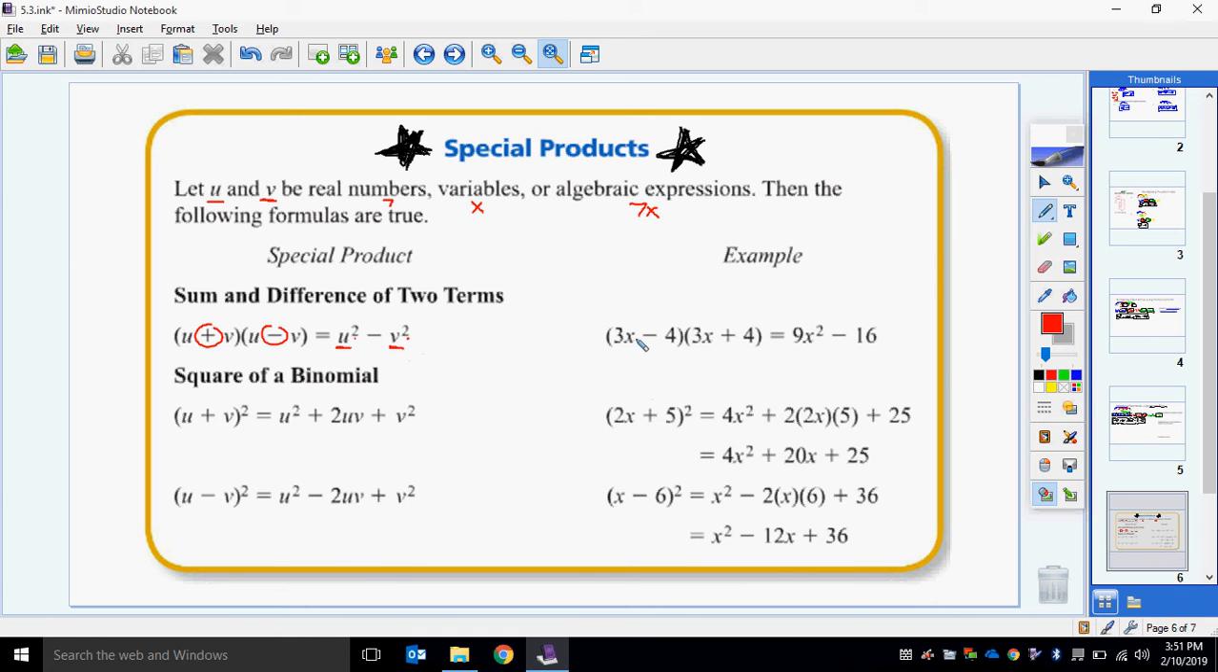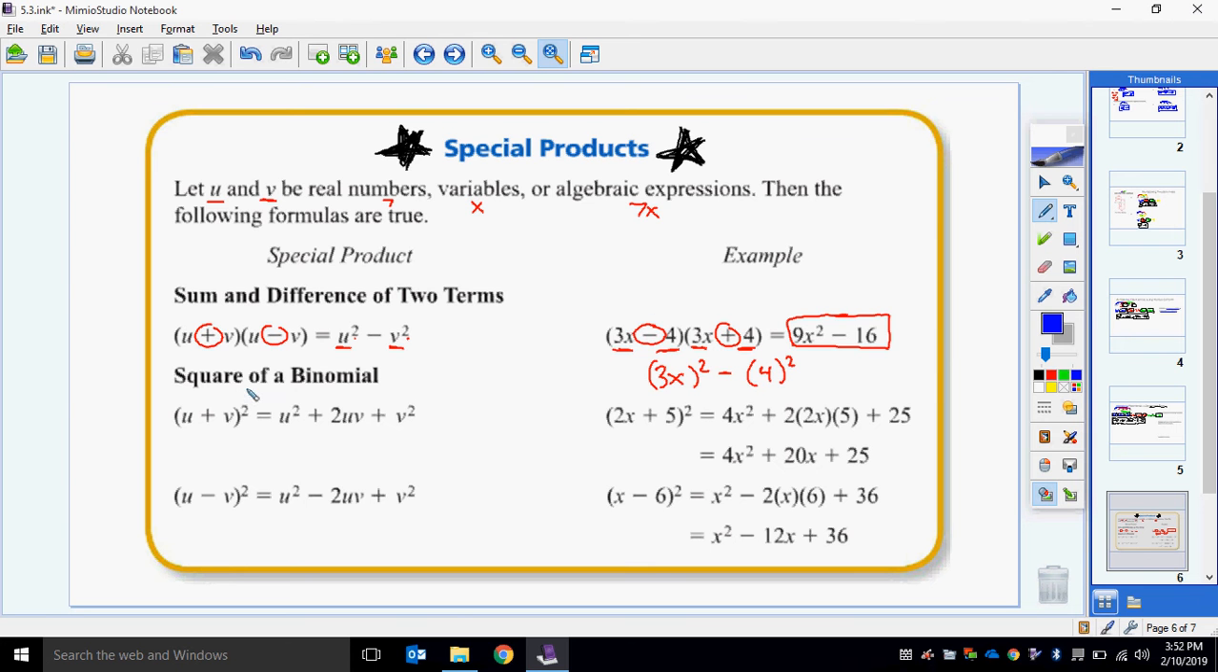Okay, so let's look at this example. Everything's the exact same. I have a 3x and a 4, but look what's different: a subtraction sign and an addition sign. Well, when that happens, I can take my first term and square it, u squared, and subtract my second term squared. The second term here was 4. The first term was 3x. So what does that look like? Well, 3x squared is 9x squared, and 4 squared is 16. So your final answer is 9x squared minus 16. And I didn't even have to FOIL.